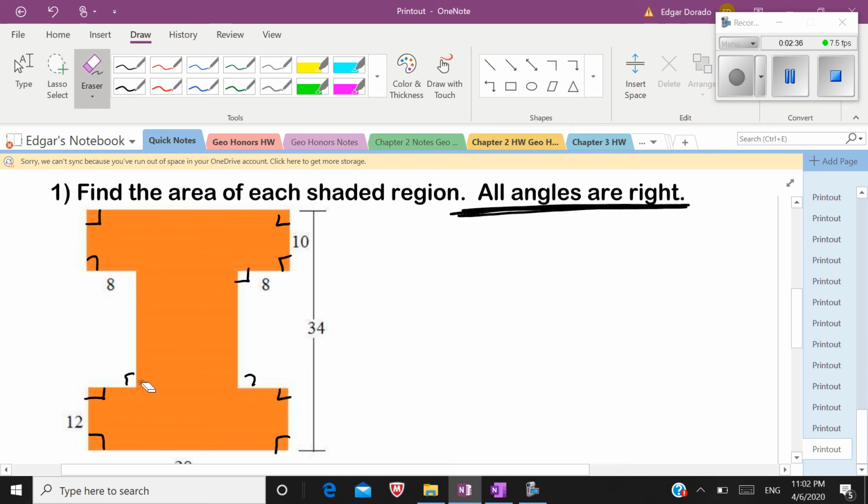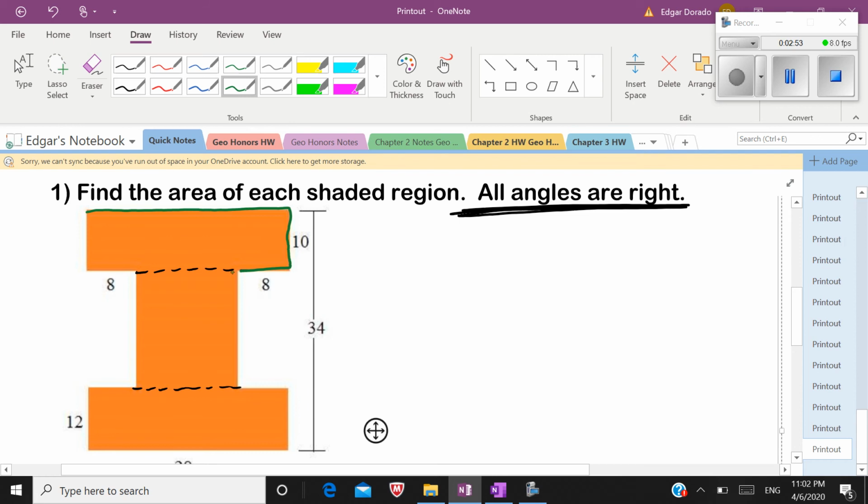Now, why is that important? Well, it's important because we can split this up into three separate rectangles. Just because I don't want this to get cluttered, I'm going to erase that. But we have one rectangle here, one rectangle here, and finally one rectangle right there. So we have three different rectangles. Let's find the area for each and every one of those.